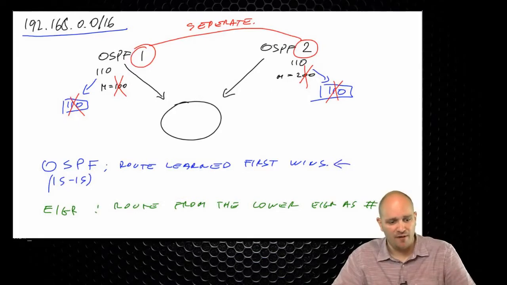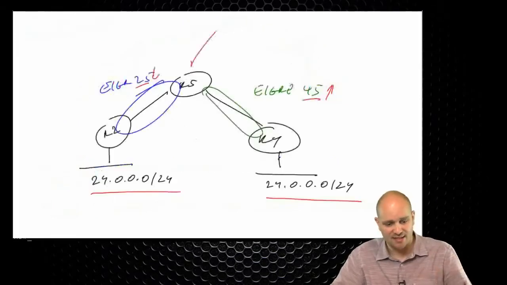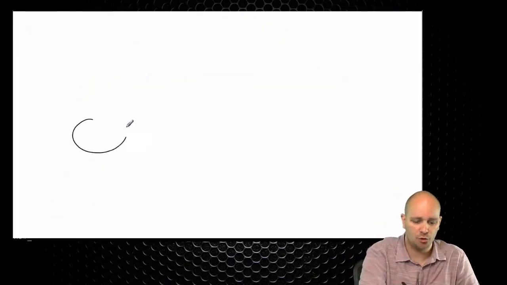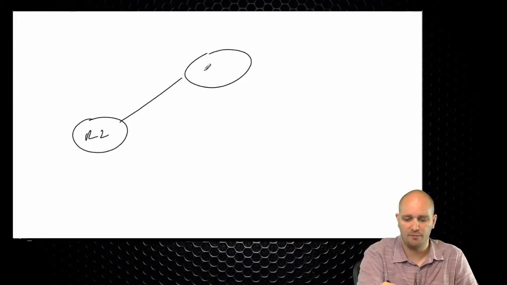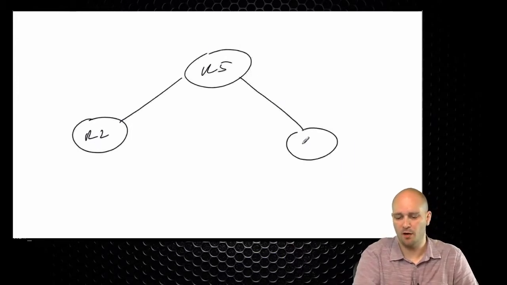Now, while I'm at actually proving how things work, let's see this one in action here as well. Again, a very, very simple test. I'm going to use the exact same network. So I'm going to have R2, R5, and R4.